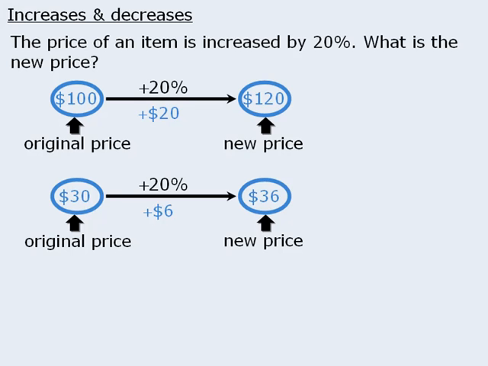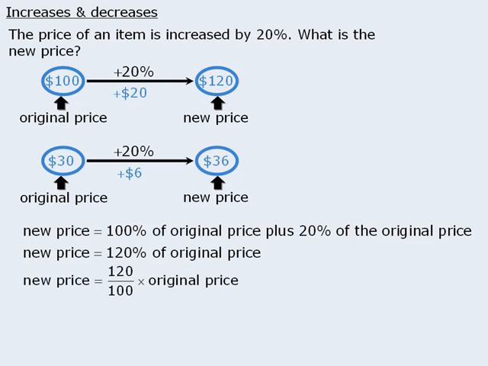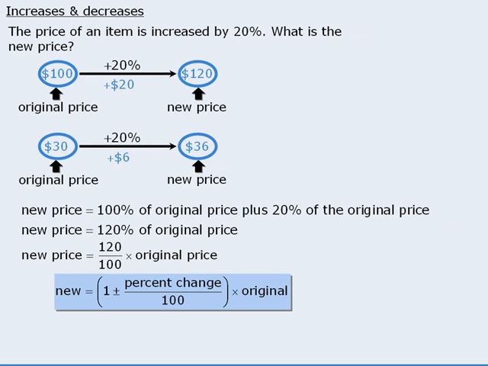In general, if we have a price increase of 20%, the new price will be equal to 100% of the original price, which is the original price, plus 20% of the original price. In other words, the new price is equal to 120% of the original price. Another way to say this is, the new price is 120 over 100 times the original price. To further generalize this, we can say that if there is some percent change, then the new value will be equal to 1 plus or minus the percent change divided by 100, all multiplied by the original value.